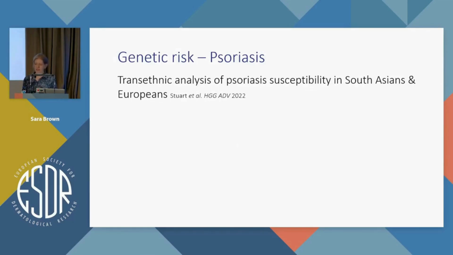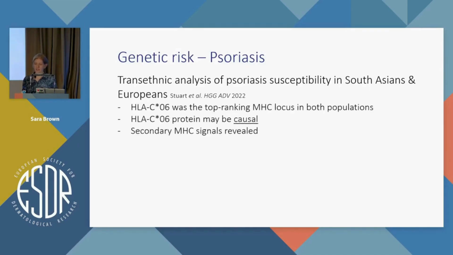So coming more up to date now, a group from the US did this larger transethnic analysis of psoriasis, this time with South Asians and Europeans. And here again, that same HLA-C allele was the top ranking MHC locus, and fine mapping across the population suggested that the protein might actually have a causal role in disease.